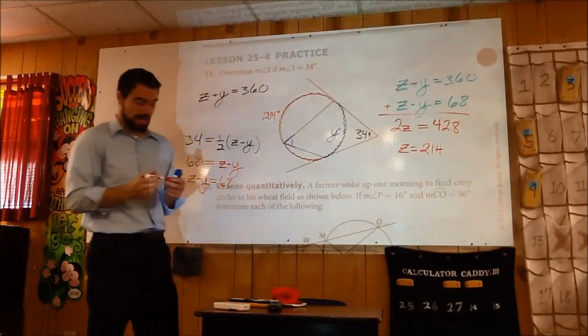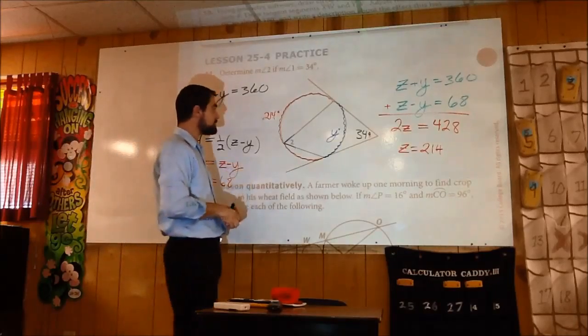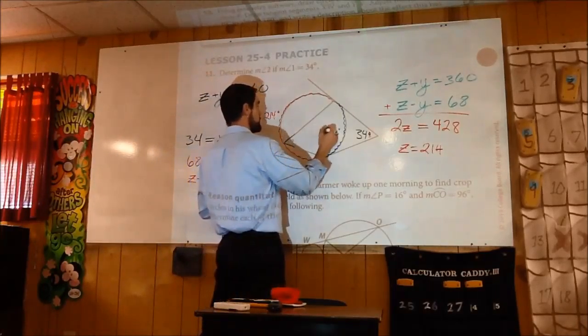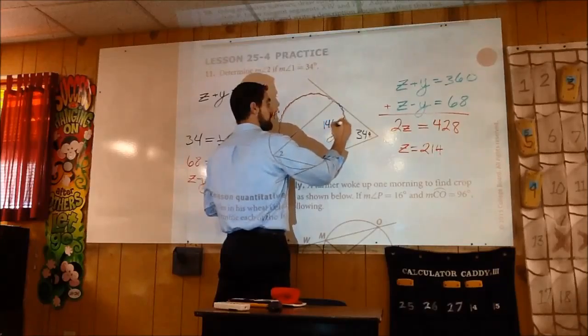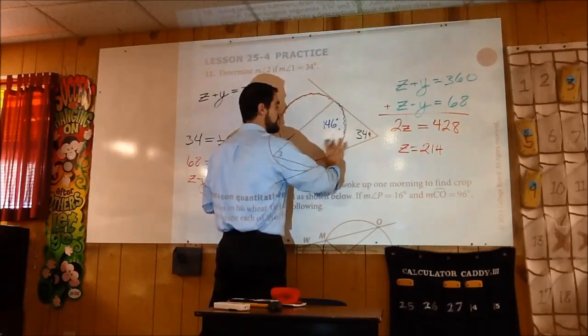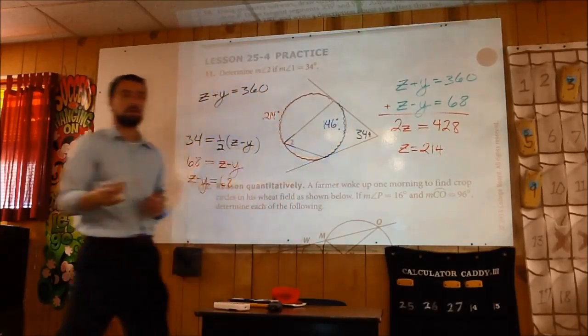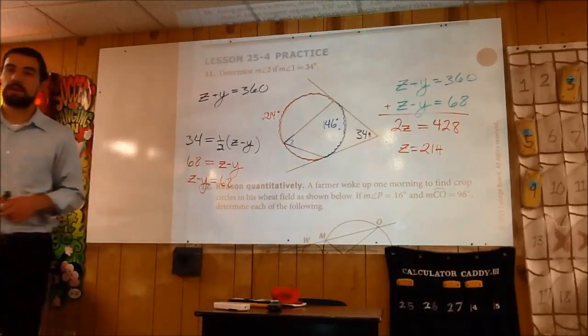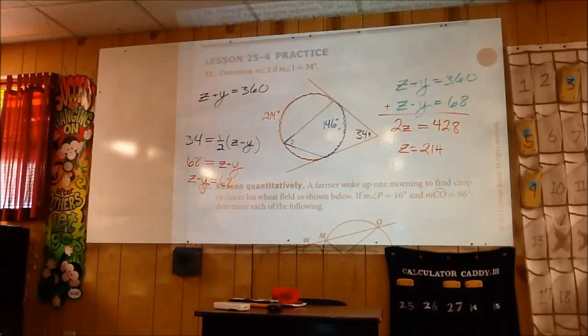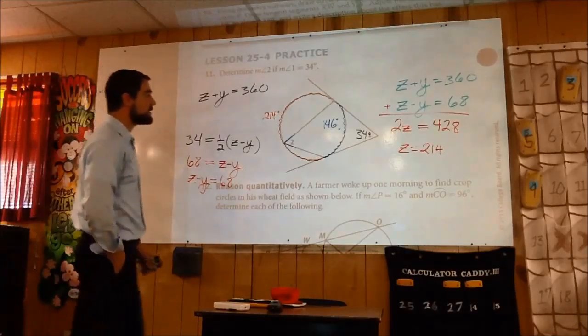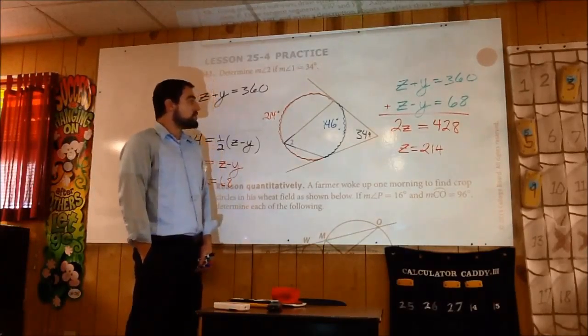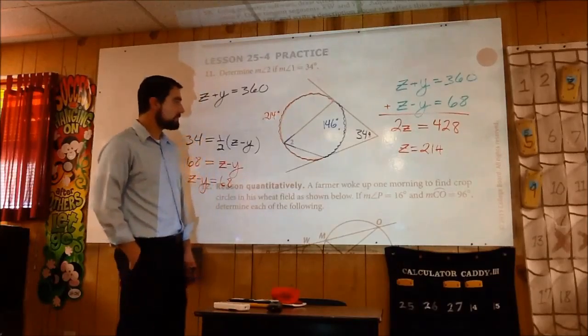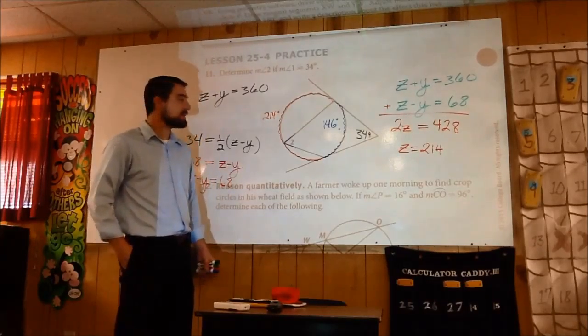Therefore, what is y? Someone tell me, please. 146. How did you find that? Okay, and you took what value and did what to it? Yeah, 360 minus 214. So now we figured out what these arc measurements are.